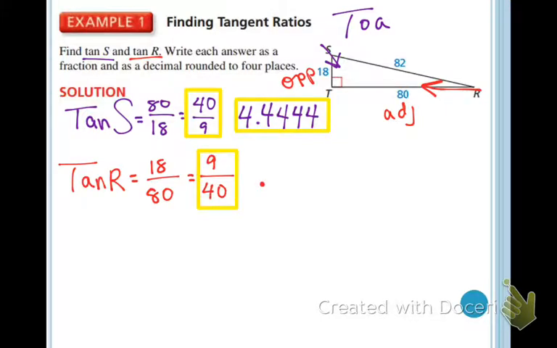All right, and then what is it as a decimal? 0.225. You can put a 0, but you don't need it. So the first 2 homework problems are just like this. First 2 out of 10. All right, go ahead and flip.